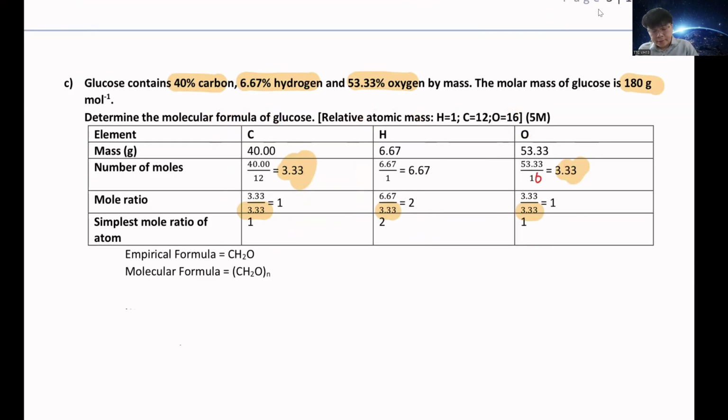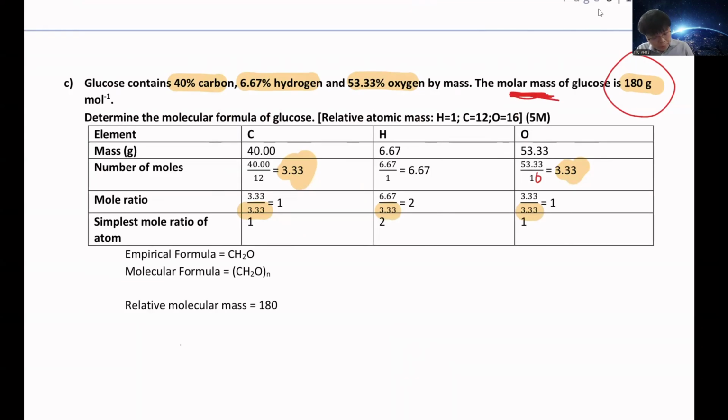The relative molecular mass is 180. So technically you can write relative molecular mass because molar mass and relative molecular mass are actually the same number. So molar mass has a unit, 180 gram per mole, but relative molecular mass is just 180. There's no unit, because relative is how many times heavier. So it doesn't have any unit.